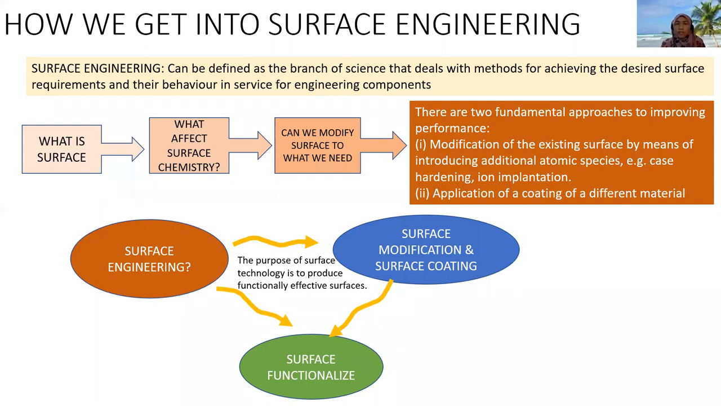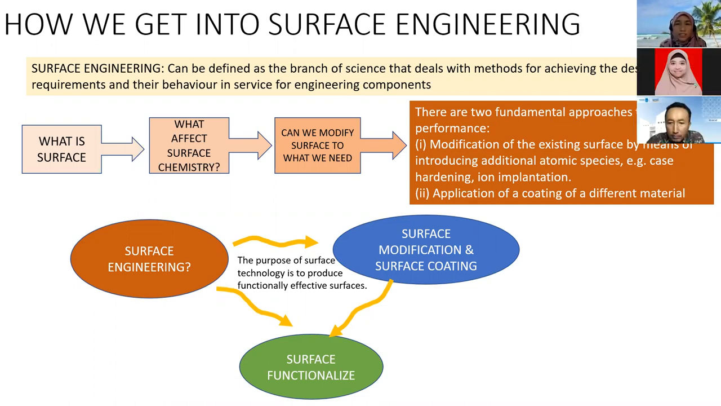Then from that surface approach, we think: can we modify the surface to what we need? When we say we modify the surface to what we need, that is related to surface engineering. There are two fundamental approaches to improving performance. First is modification of the existing surface by means of introducing additional atomic species, case hardening, ion implantation. This is all about these new technologies in research. The second is application of a coating of a different material.